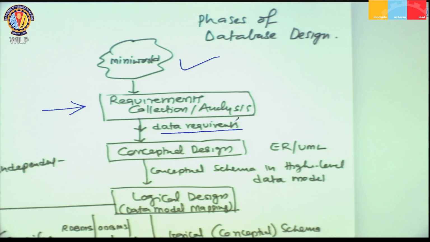Once the data requirements are available, we will perform conceptual database design, either using the ER modeling technique or UML technique. Here it is a high level data model. We design the database using a high level data model that gives an overall picture about the data that is going to be captured into the database. The result is a conceptual schema in a high level data model, that is ER model or UML model, and up to this phase it is independent of any database management system.